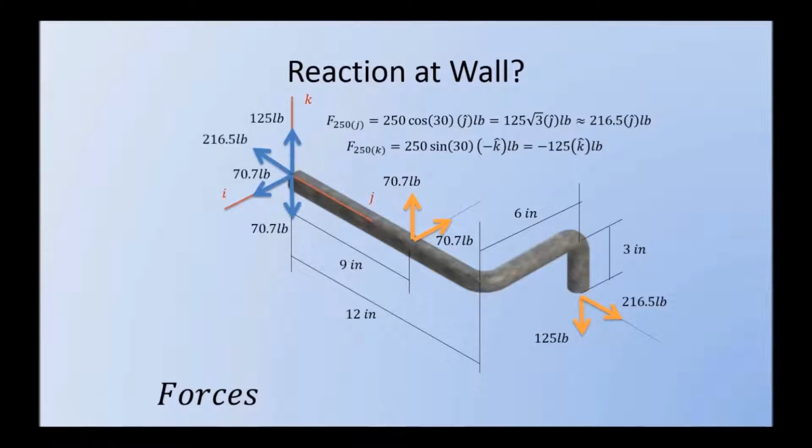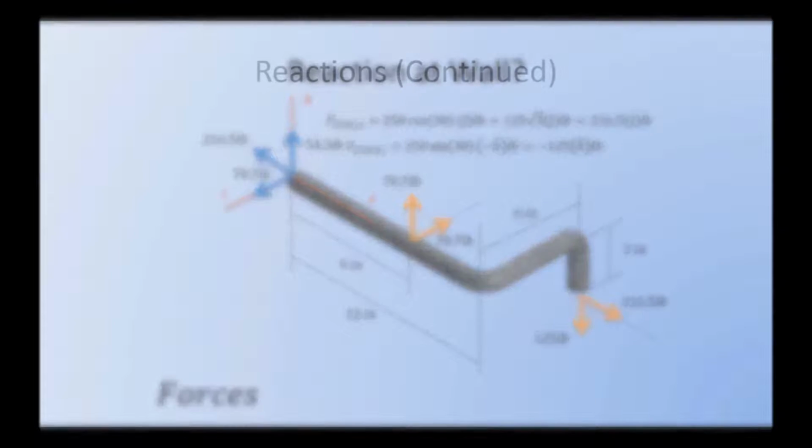Now, what we can do next is place equal and opposite reactions at the wall, as shown, and then we can consolidate the K direction forces into an overall 54.3 pound force in the positive K direction.